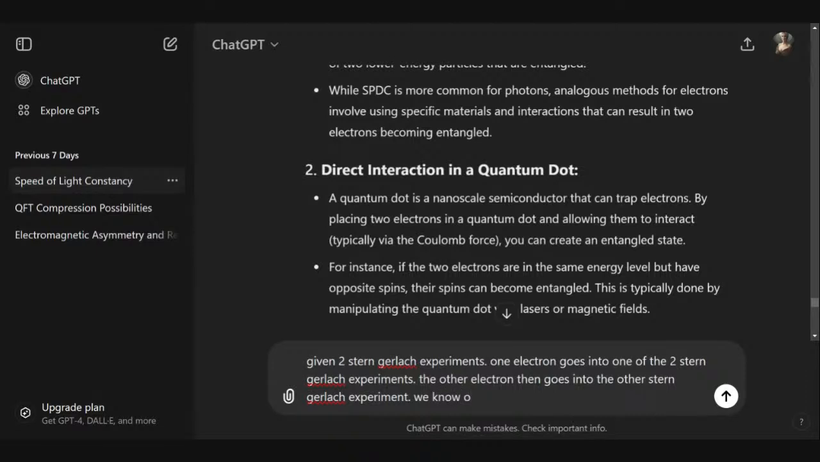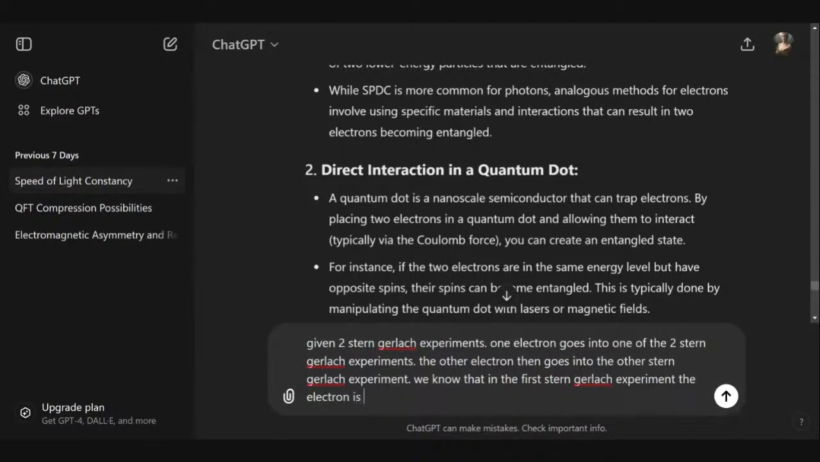Oh my God! Do you think ChatGPT is going to be able to figure this out? Yeah, you might. We know that in the first Stern-Gerlach experiment, we know the angle. It's measuring up in the experiment. The electron is measured vertically. That we know. We also know when it's measured.